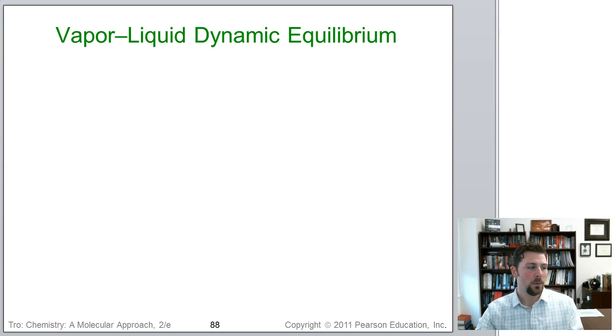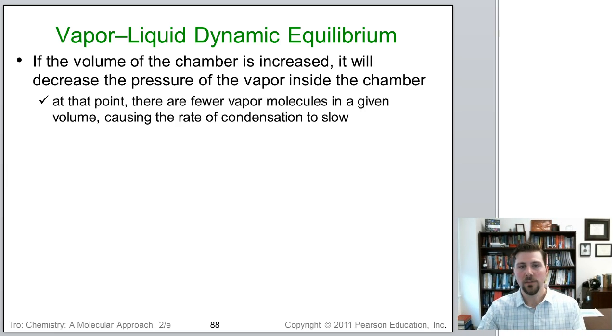So when this dynamic equilibrium is created in general, the volume ultimately is not changing. But if you were to change it, how would that affect the dynamic equilibrium? So imagine if the volume of the chamber was increased. All of a sudden, you gave the vapor more room. And that means a new equilibrium would have to be established. And that means there would be a decrease in the vapor pressure inside the chamber, to which more molecules could vaporize or evaporate to fill up that extra space that you added.